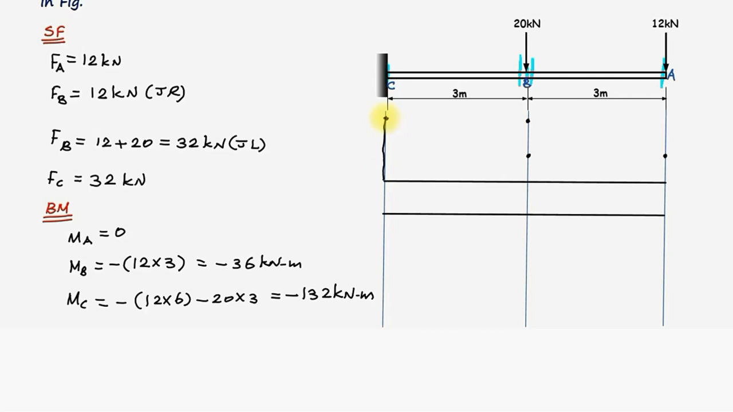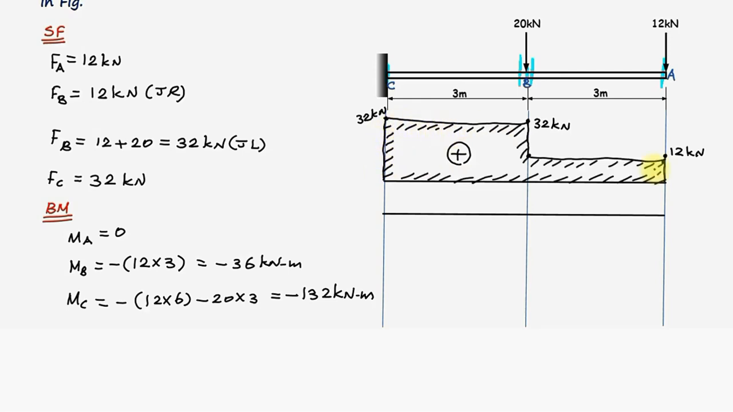Between C and B, it is completely a straight line. There are no other loads. This drop is because of this 20 kilonewton. Here again it is a straight line. Again this drop is due to this 12 kilonewton. So this is the magnitude of shear force at the point A, 12 kilonewtons, and here also 12 kilonewtons. Here it is 32 kilonewtons and here also 32 kilonewtons. And this entire diagram is positive. Now let us shade this entire area of the shear force.